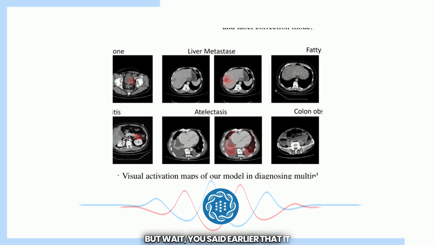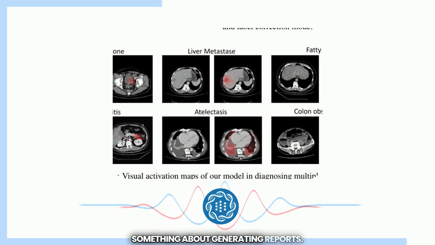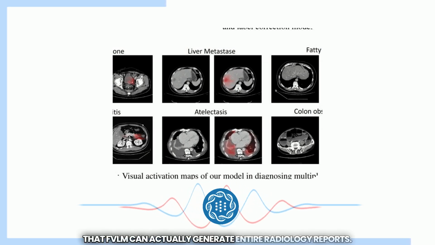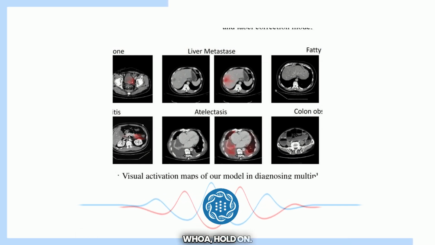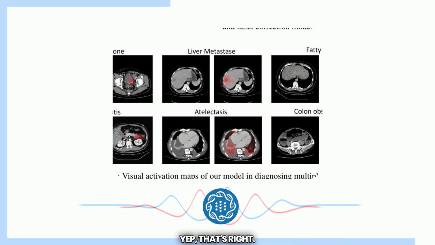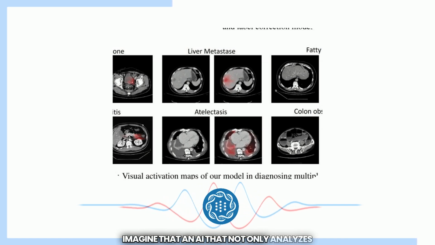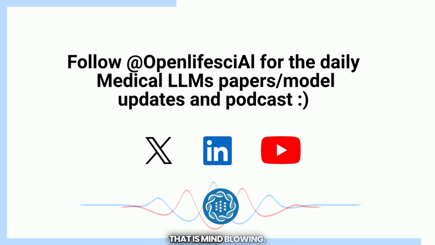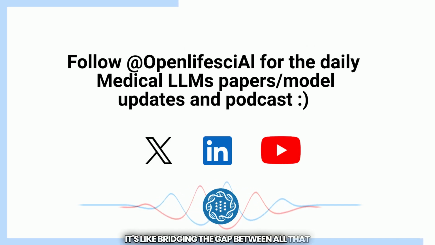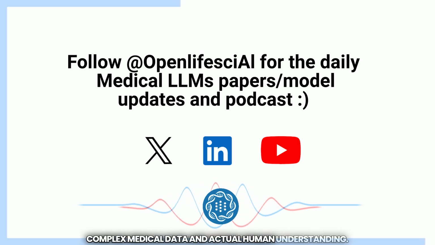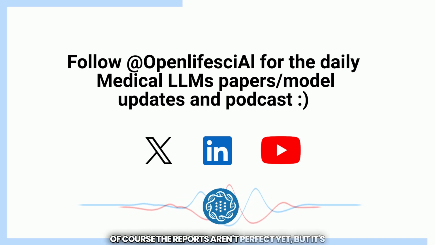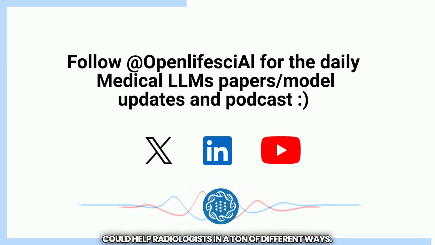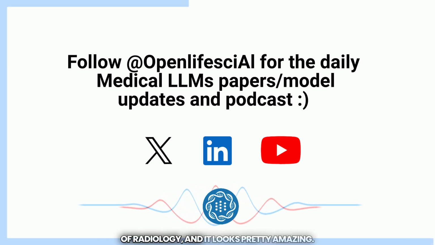But wait, you said earlier that it can do more than just diagnose, something about generating reports. Oh yeah, I almost forgot. So in addition to all this, they also found that fVLM can actually generate entire radiology reports. Well, hold on. The AI can write the report too. Yep, that's right. Imagine that, an AI that not only analyzes those images, but also explains what it finds in a way that doctors can understand. That is mind-blowing. It's like bridging the gap between all that complex medical data and actual human understanding. It really is. Of course, the reports aren't perfect yet, but it's a really promising step toward a future where AI could help radiologists in a ton of different ways. Okay, now I'm really picturing the future of radiology, and it looks pretty amazing.